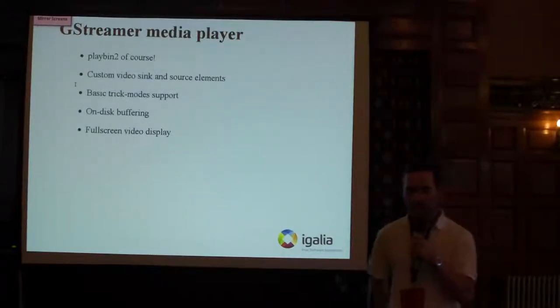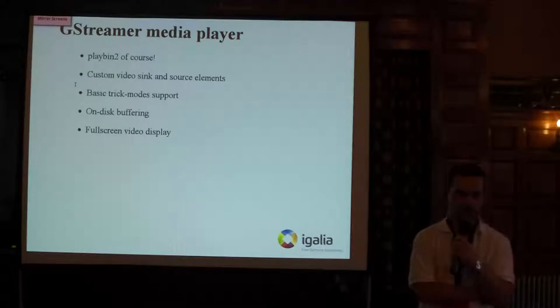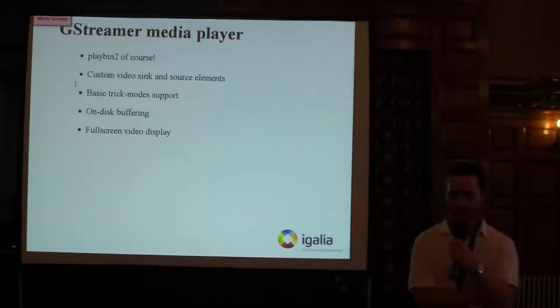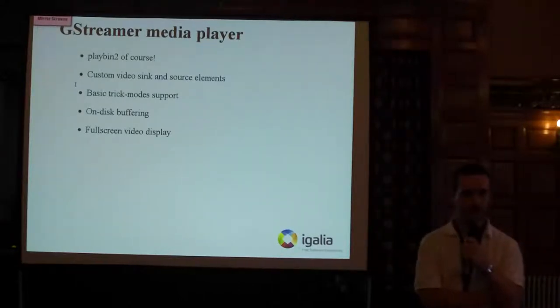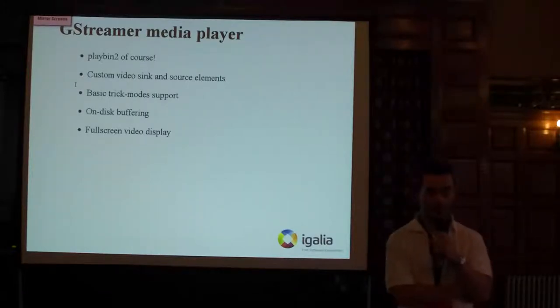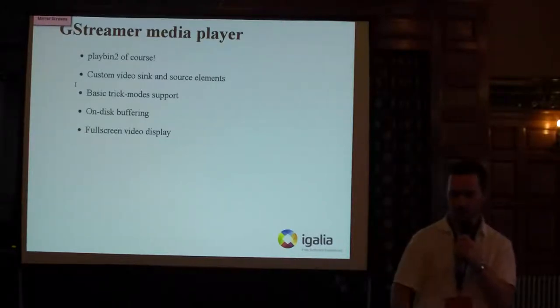About the GStreamer media player, to give a little overview of the features we have, we use playbin2, of course, and we have some custom sink and source elements. I will give some more details about that later. We have some basic support for trick modes, like updating the playback rate speed, be it positive or negative, and things like that. We also have buffering for formats that support it, like AVI, OGG, WebM. And we also have some full-screen video display support. We'll give some more details about that later as well.